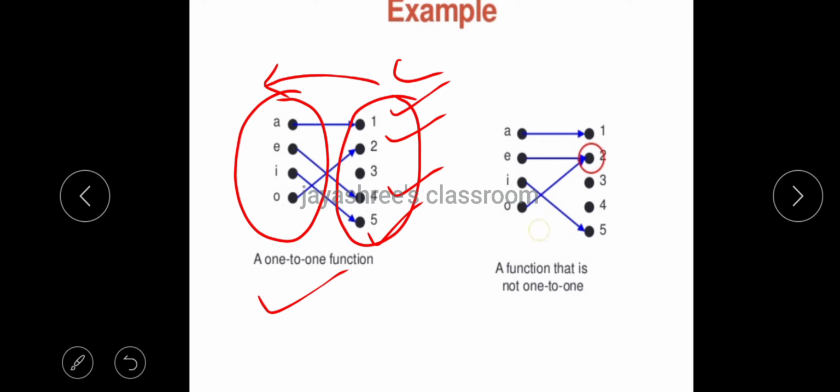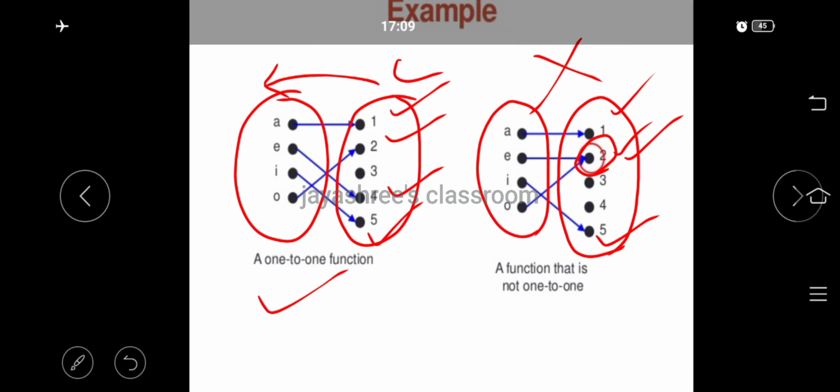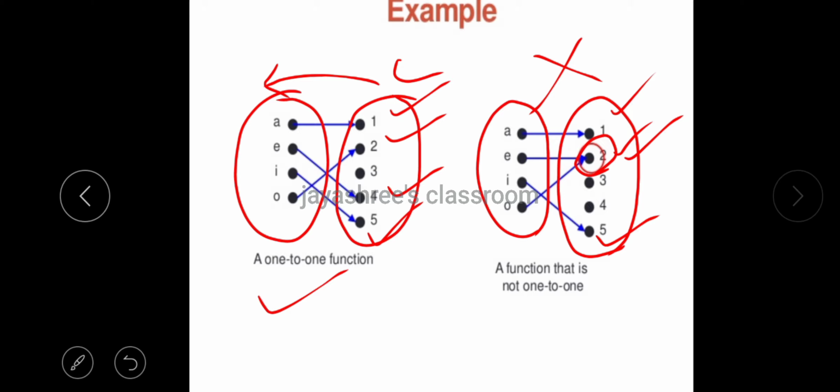Whereas in this example, the domain is A, E, I, O and the codomain is 1, 2, 3, 4, 5. Here, A is connected to 1, E is connected to 2, I is connected to 5, and O again is connected to 2. So E and O have the same image. E and O are connected to the same member 2. Therefore, this is not a one-to-one mapping, not a one-to-one function.